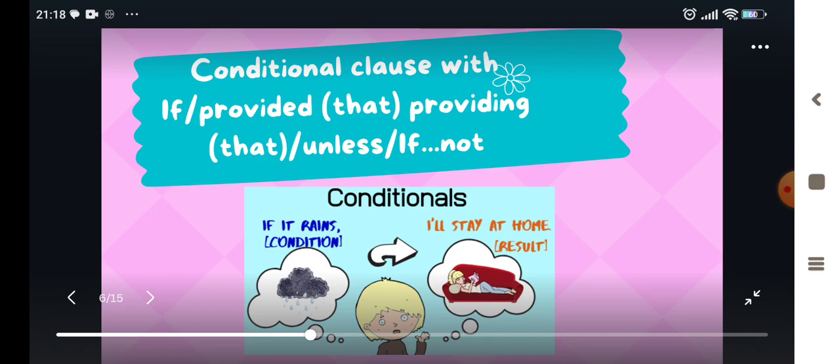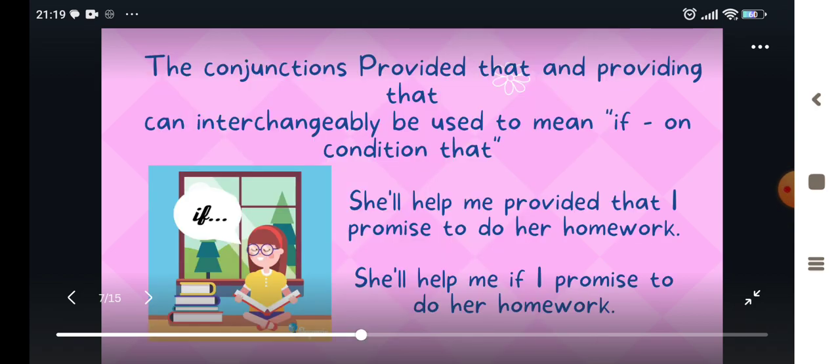Let's look at the other grammar. Conditional clause with if, providing that, unless, if not. The conjunctions provided that and providing that can be used interchangeably to mean if, on condition that. This is another way to express condition and resolve situations. Provided that and providing that have the same meaning. We can use both for the meaning of if.